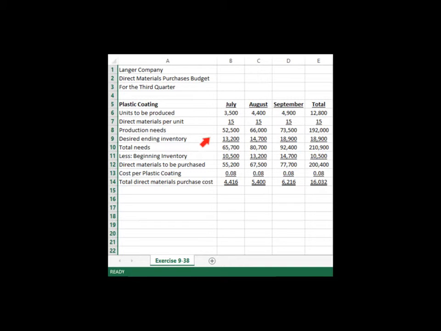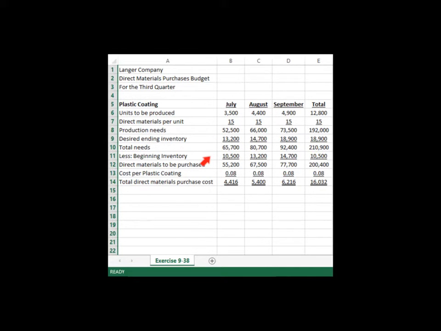Add production needs and desired ending inventory to get total needs. Subtract beginning inventory. In this case, beginning inventory wasn't given, so I did 20% of, for June, for example, would be July's production needs, which was this amount, 52,500 times 20%. And you get a total of 10,500. Also, if you recall, the beginning inventory in July is equal to the total or the end of the third quarter. Also, direct materials to be purchased.